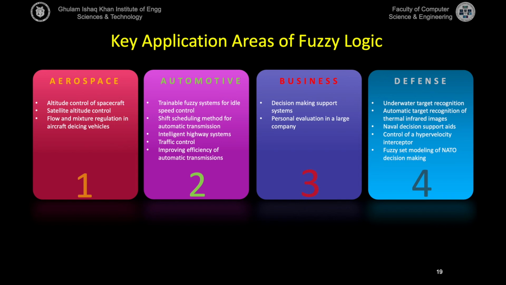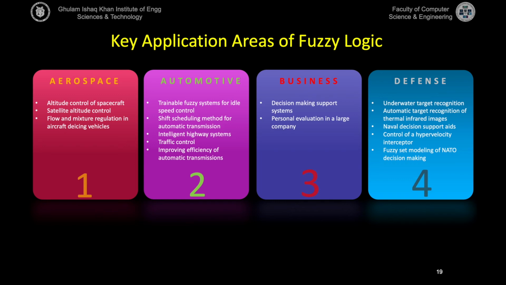Then from the aerospace industry, if we come to the automotive industry, which is the cousin of aerospace, in the automotive industry fuzzy logic has been applied in a lot of different areas, sub areas or subfields. Trainable fuzzy systems are used for idle speed control in a lot of cars. We can use shift scheduling methods for automatic transmission, for example going from first gear to second gear, so gear transmission is controlled using fuzzy logic, as those who drive automatic cars can identify.